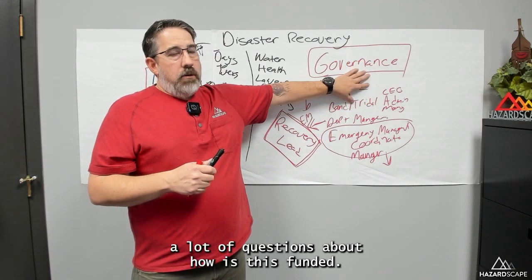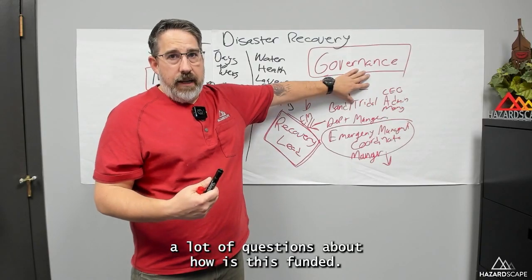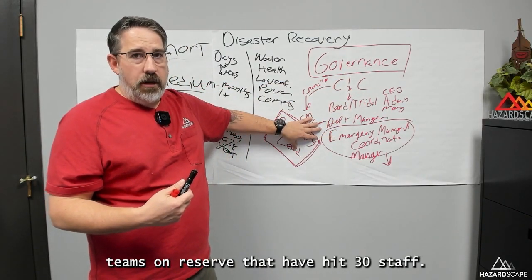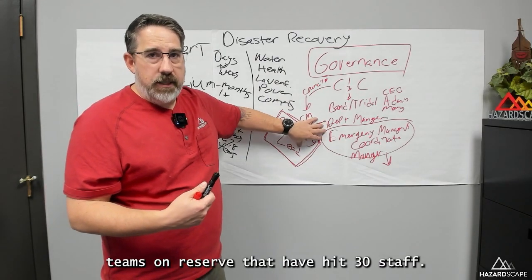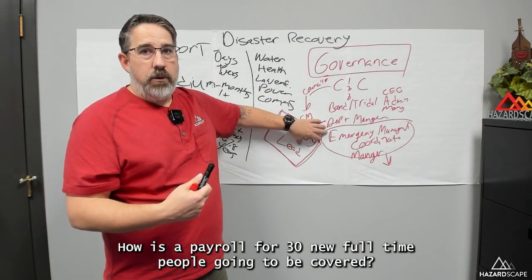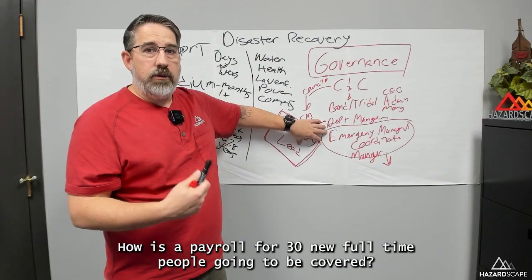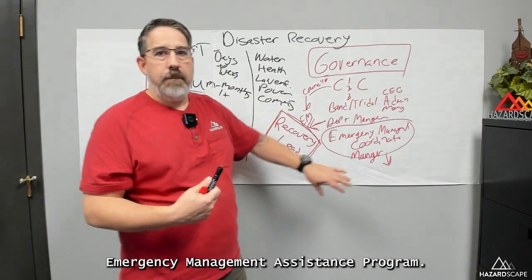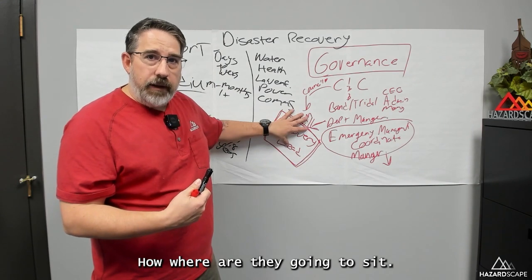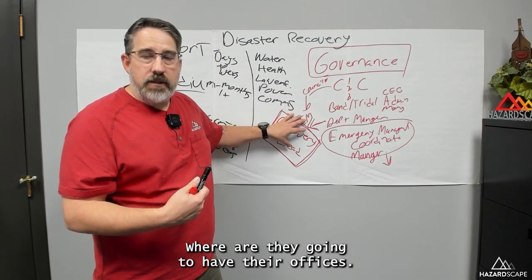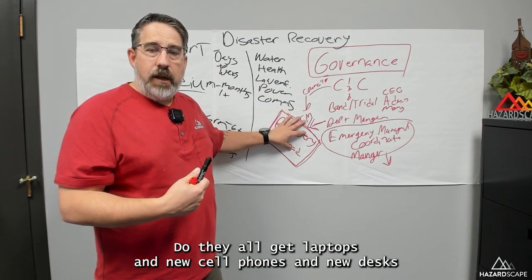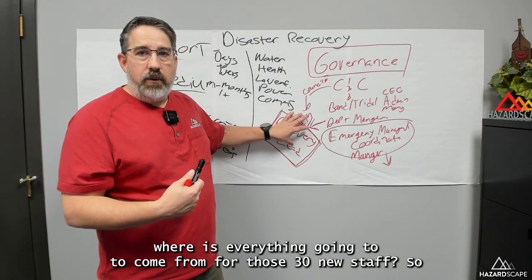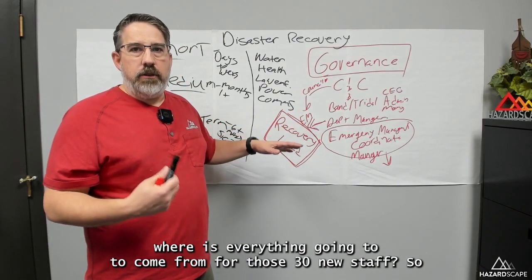They're going to have a lot of questions about how this is funded. We have set up recovery teams on reserve that have hit 30 staff. How is the payroll for 30 new full-time people going to be covered? Emergency Management Assistance Program. Where are they going to sit? Where are they going to have their offices? Do they all get laptops and new cell phones and new desks? Where is everything going to come from for those 30 new staff?